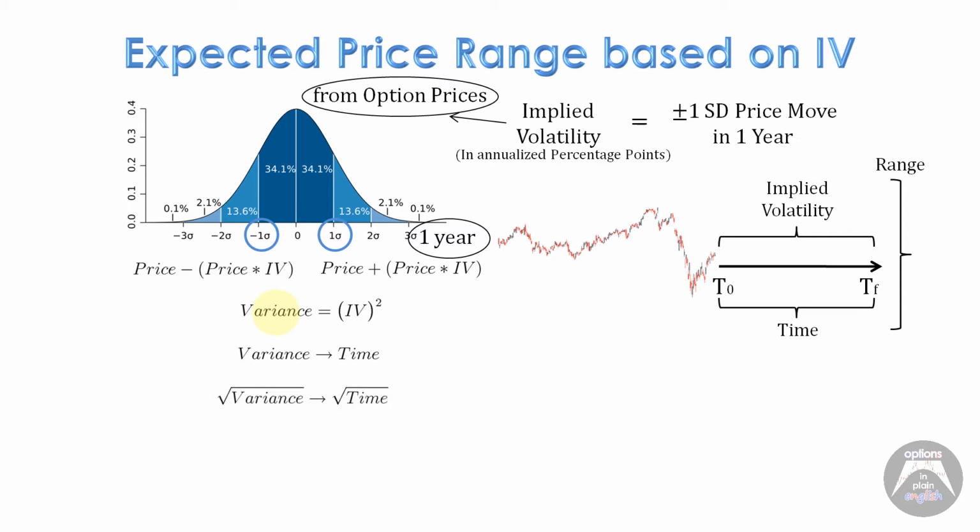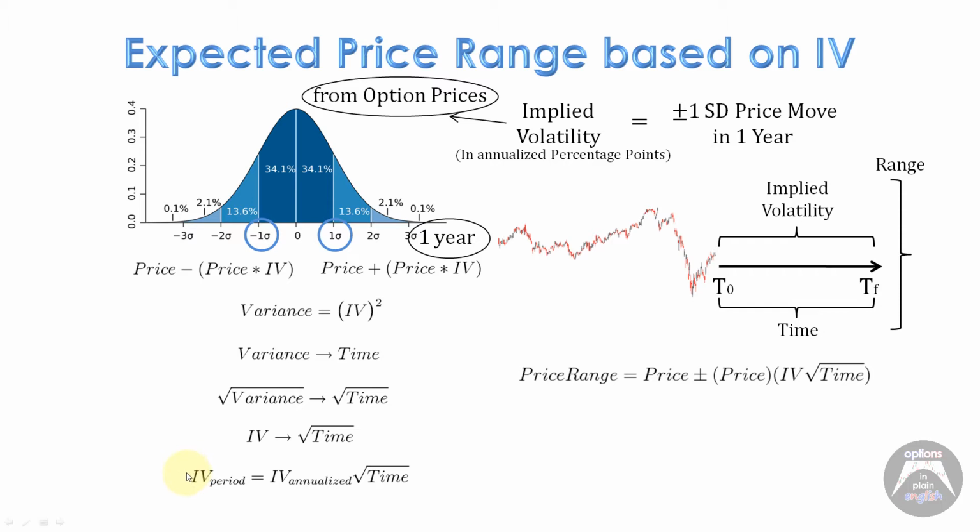So if we take the square root of both these terms, square root of variance, square root of time, and we know that the square root of variance is the implied volatility, we can see that the implied volatility is directly proportional to the square root of time. And it is very important to know that implied volatility is not distributed evenly across time. It is distributed evenly across the square root of time. Variance is the one that's distributed evenly. So the implied volatility for a certain period is going to be equal to the annualized implied volatility multiplied by the square root of time.